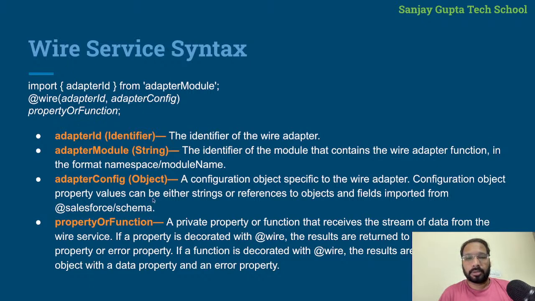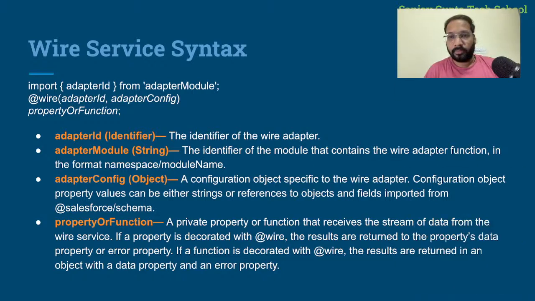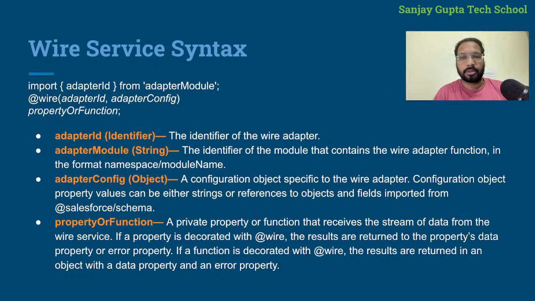Okay, so this is the description about this method. Now I think you are able to read everything, so just go through all the points. Adapter ID is basically an identifier of the wire adapter. Then adapter module, the identifier of the module that contains the wire adapter function, in the format namespace/module name. So basically this adapter module is predefined.